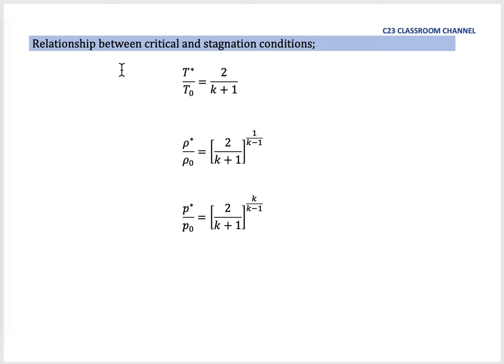And this is the relationship between critical and stagnation condition. By looking at this equation, we could substitute from the previous equation. We could have the ratio of T star over T naught, and we substitute the equation, and then we could simplify it into this one. So for example, T star over T naught is 2 over K plus 1. Rho star over rho naught is 2 over K plus 1 to the power of 1 over K minus 1, and P star over P naught is equal to 2 over K plus 1 to the power of K over K minus 1.